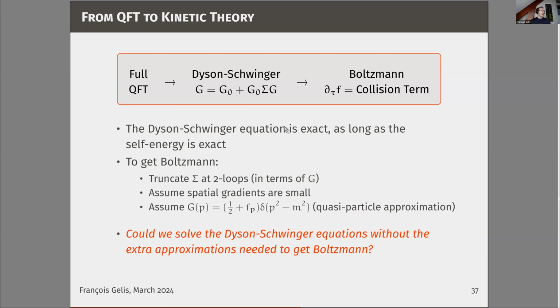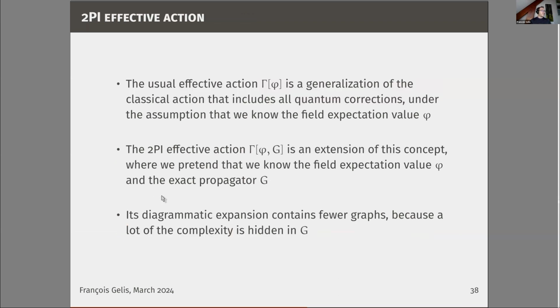And so if you do a truncation of sigma at two loops, and then you assume that the spatial gradients are small, and you do a quasi-particle approximation, so it means, roughly speaking, the propagator is proportional to an occupation number times a delta function forcing the momentum to be on shell, then you get the Boltzmann equation without any further approximation. So a legitimate question will be to try and solve directly the Dyson-Schwinger equation. So you will solve a certain approximation of the underlying quantum field theory, but without all these assumptions that are added to get the Boltzmann equation. So the formalism exists for doing this.